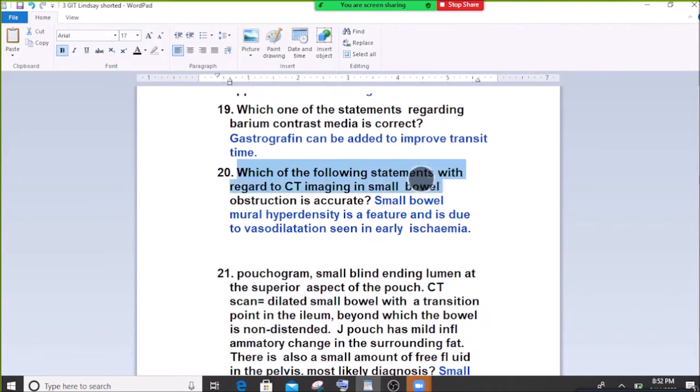Question number 20. The following statement with regard to CT imaging in small bowel obstruction is accurate: small bowel mural hyperdensity is a feature and is due to vasodilatation in ischemia. In small bowel obstruction, correct. You can see hyperdensity in the small bowel wall, because it is due to vasodilatation seen in early ischemia in small bowel obstruction.